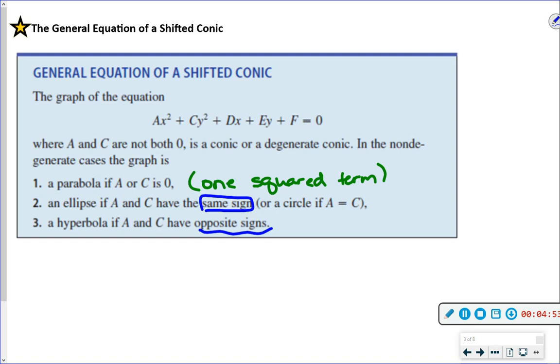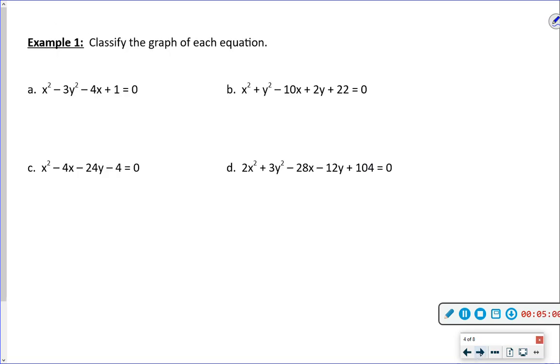So for the next four equations, you don't have to do anything but look at the equation and tell me what it is. Winning. Okay, so let's start with A. What do you got? Parabola, hyperbola, ellipse.